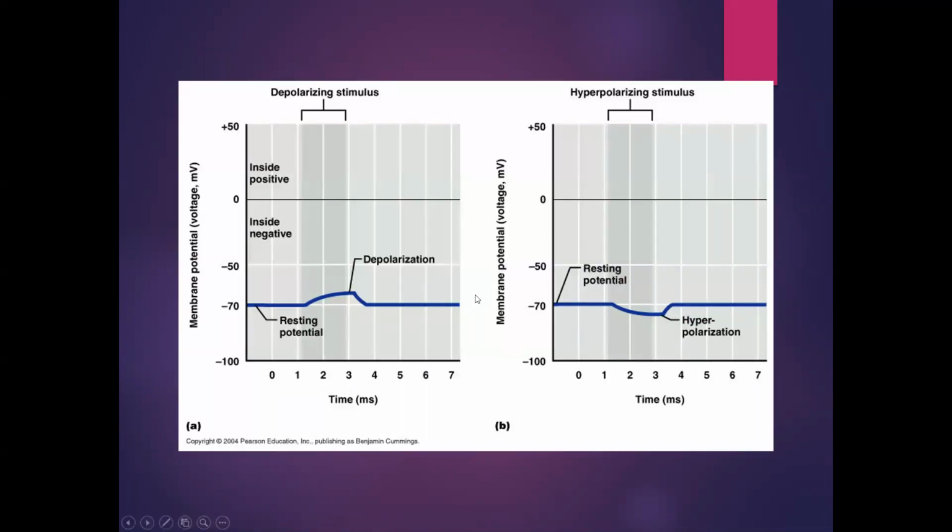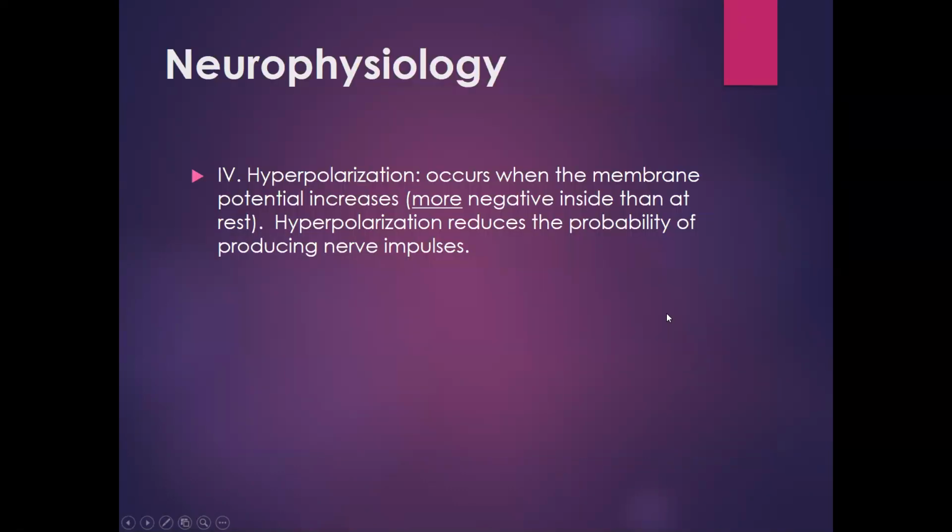All right, you know what this is. Depolarization, less negative, hyperpolarization, more negative. So hyperpolarization occurs when the membrane potential increases. It gets more negative on the inside than at rest.